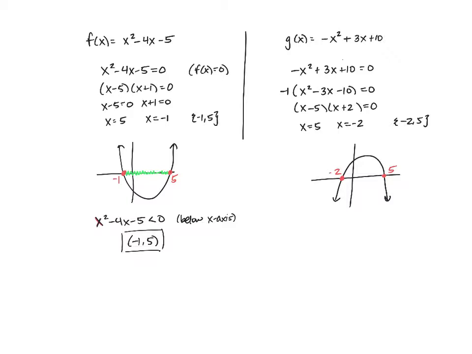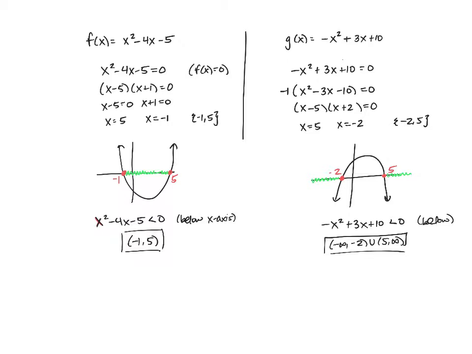Whereas on this second function, where is negative x squared plus 3x plus 10 less than 0? So we're still thinking about the below part. For a function that opens facing downward like this, it's the two outside tails that are down below the x-axis. And so for this one, we would have two separate pieces to our interval notation because there's two separate tails that are down below the x-axis. So it would be from negative infinity to negative 2 and also from 5 to infinity.